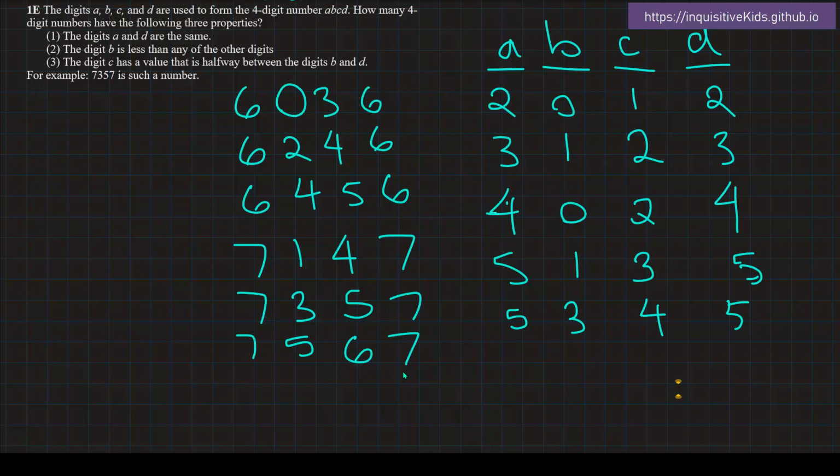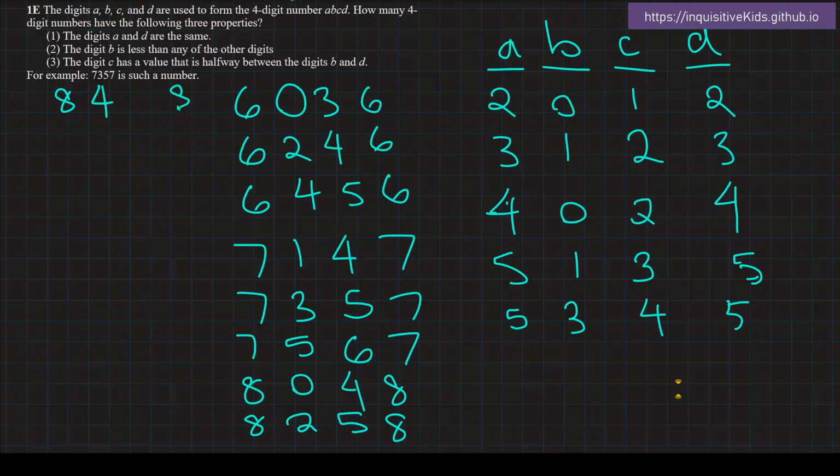Now what if it's an 8? Well, it could be 8048, or it could be 8258, 8468, or 8678. As you can see, as the value of A and D move up, more and more options come. And the final one is for 9.